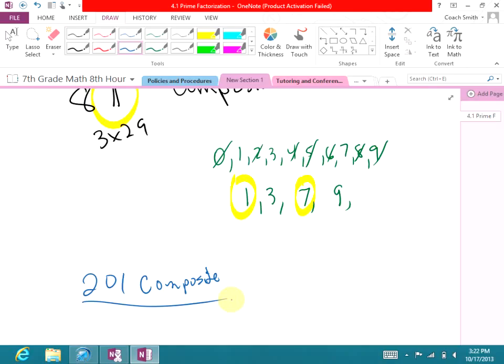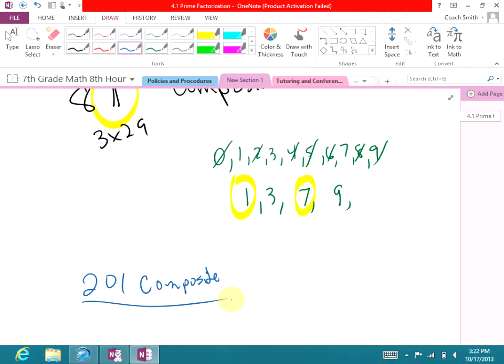I can go down the line. There's 15. Then the next one's going to be 21. Next one's going to be 25. Those are all composite that are odds. Okay, 27's composite. 29's prime. 31's prime. 33's composite. 35's composite.